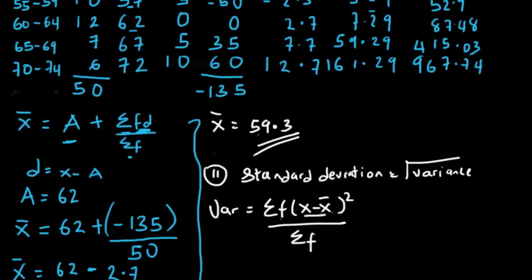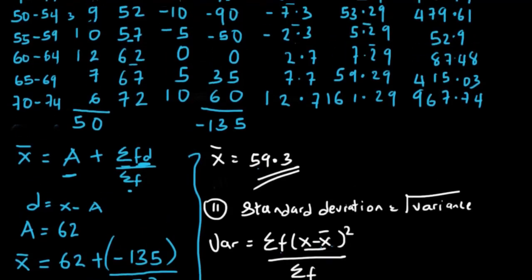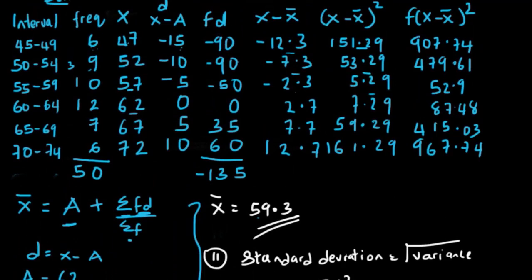Now we'll come back to the formula. We have summation f into bracket x minus x bar square. It then means we are going to add all the values on that column f into bracket x minus x bar square. Can we do that?